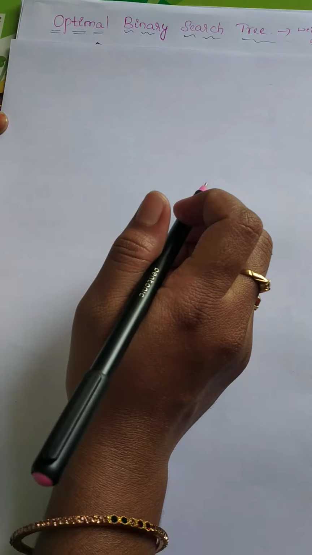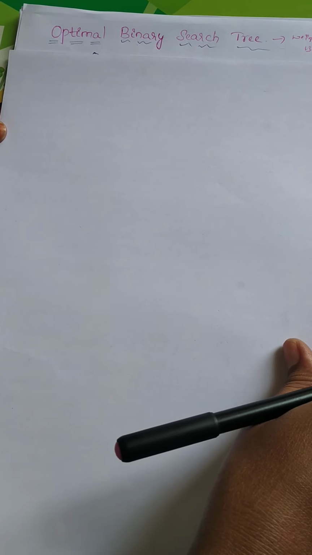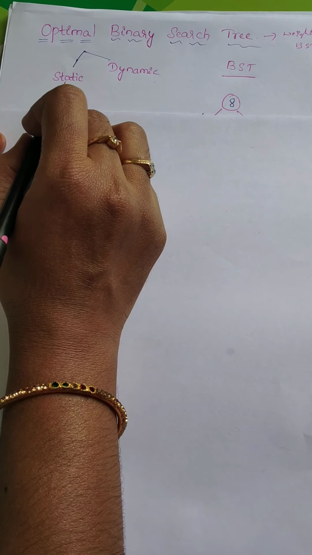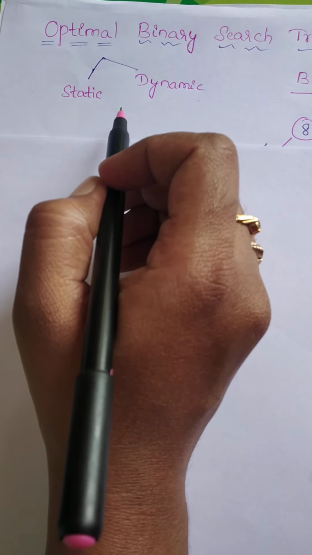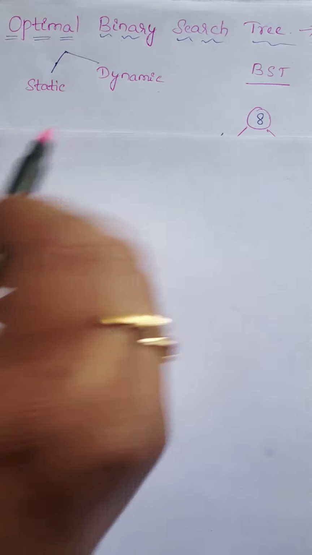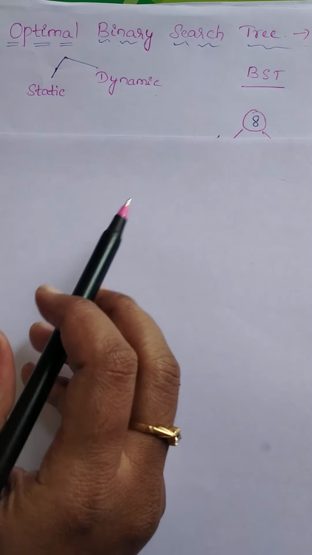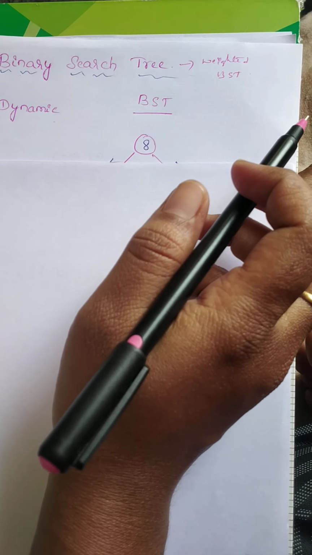There are two types. One is static and one is dynamic. Static means the tree cannot be modified after it has been constructed. In dynamic, the tree can be modified at any time by using rotations. Next we see what is a binary search tree.